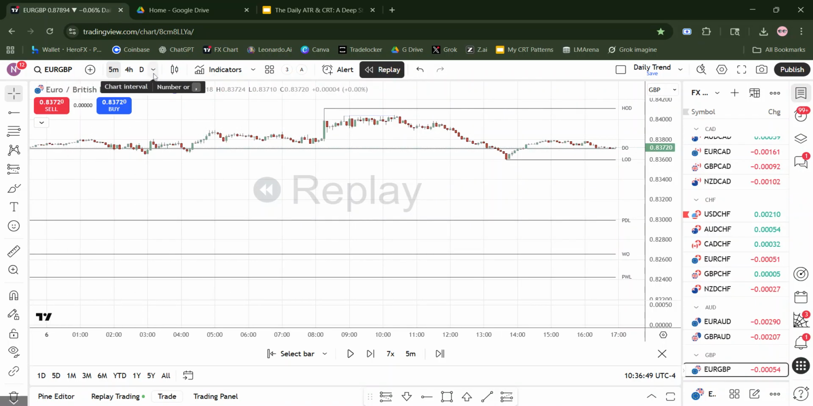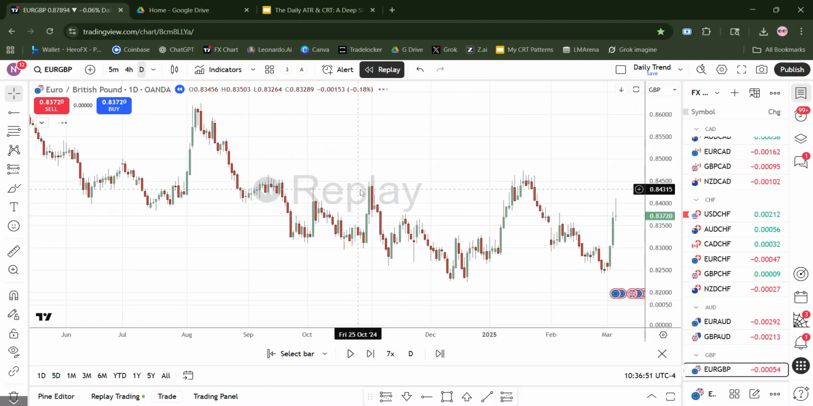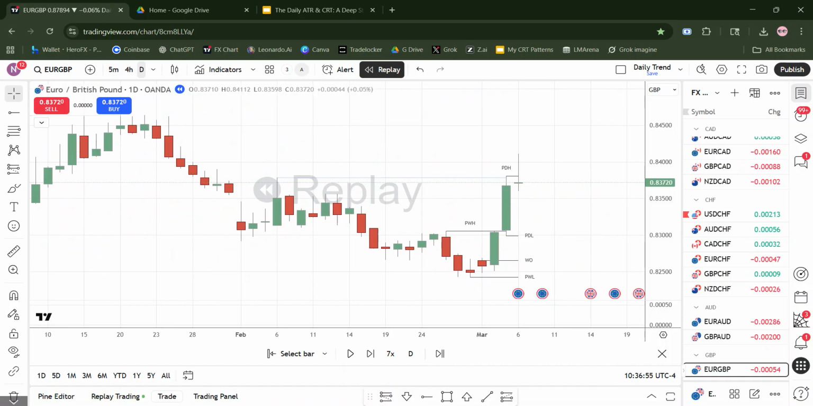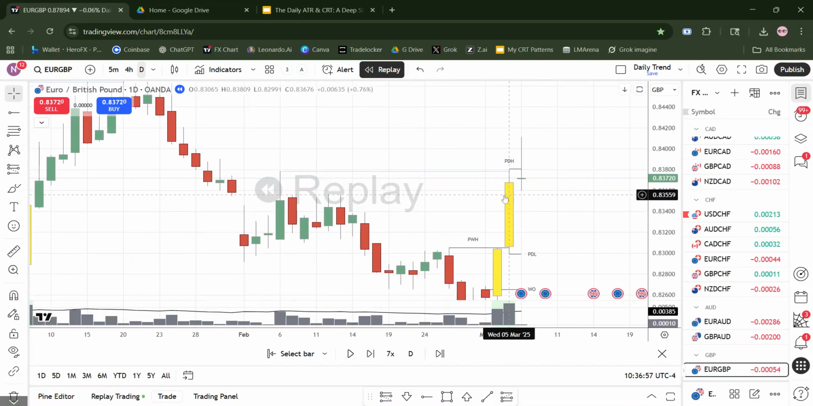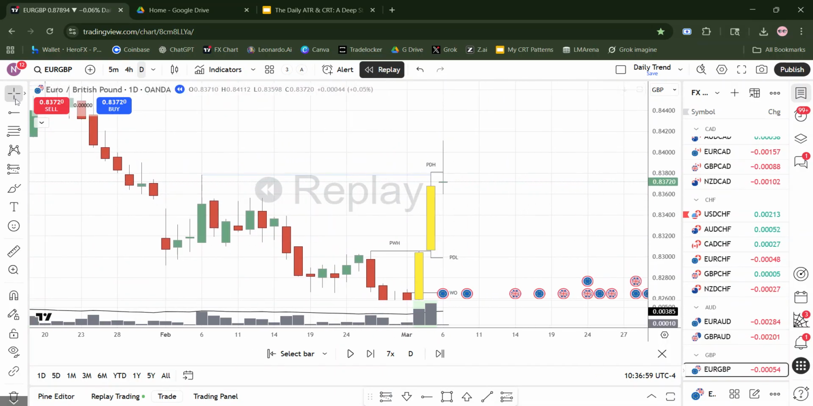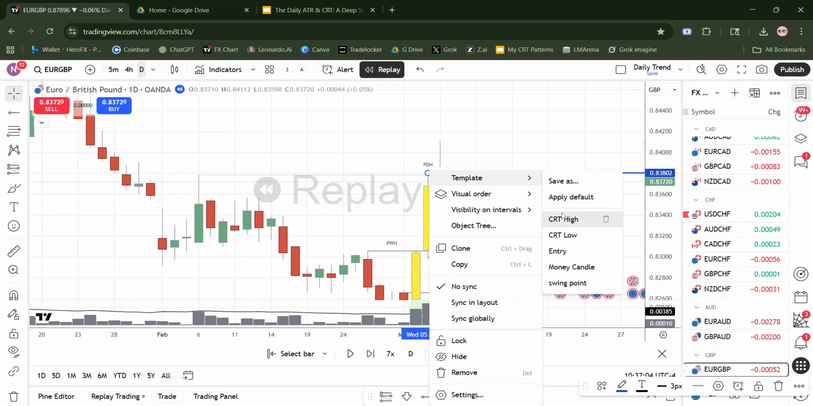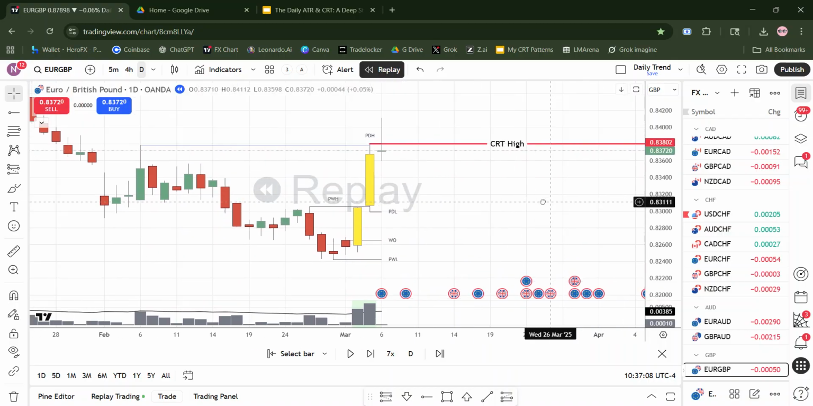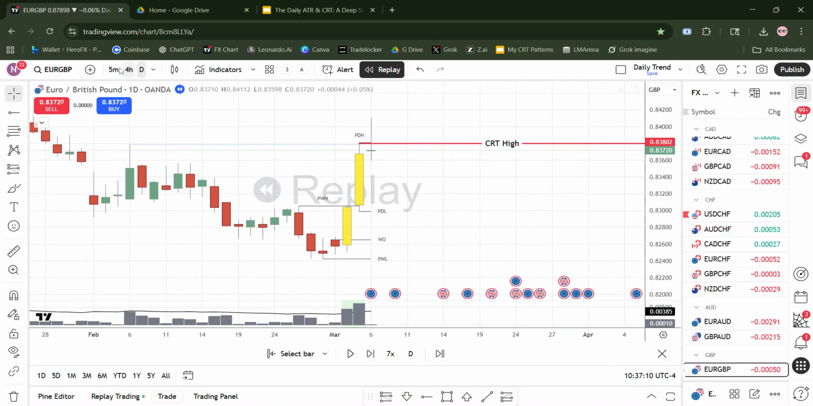Let's see here. Let me mark the highs and lows real quick. Get the ATR candle indicator back up there. There we go. Yellow candle above prior week high. I'm just going to mark the high here. You see price has already closed back inside of it. So you see this is live right now. This is Euro Pound right now, as I speak.